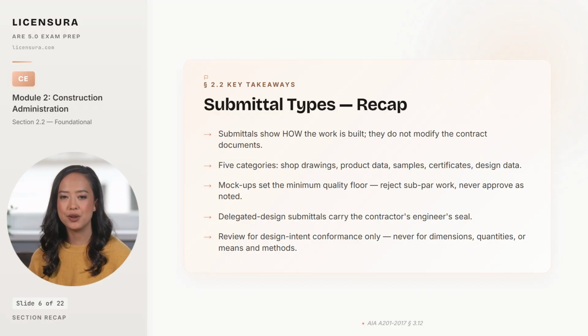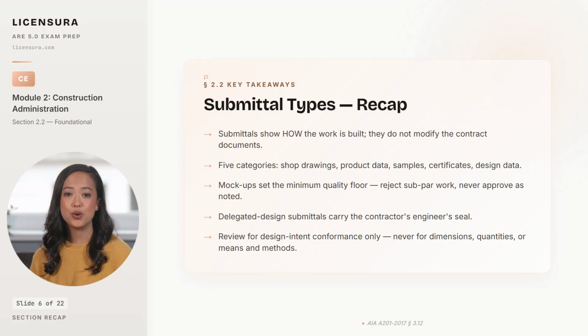5 takeaways from the submittal universe. Submittals exist to demonstrate how the contractor will build what the architect designed. They never replace, modify, or override the contract documents. The 5 categories you will see on every project are shop drawings, product data, samples, certificates, and design data. And each one requires a different review eye. Mock-ups are the silent trap. Once approved, they reset the minimum workmanship for the entire project, so a careless approval lowers the bar permanently. Delegated design submittals carry the contractor's engineer seal, and your review is limited to whether the design intent performance criteria you specified have been met.